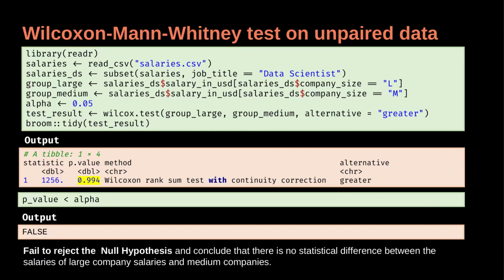We use the wilcox.test function in base R. We are testing with the alternative hypothesis that salaries at large companies are greater than those at medium companies. Looking at the output, we can see that the p-value is approximately 0.99, which is much greater than our typical alpha threshold of 0.05. This means we fail to reject the null hypothesis.